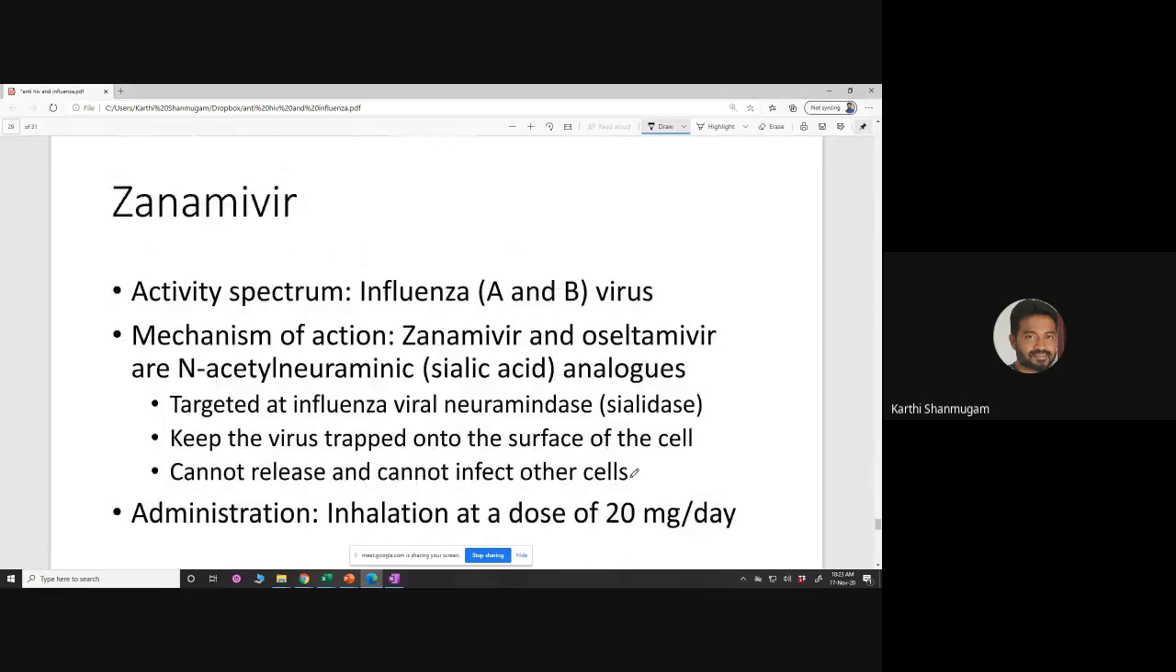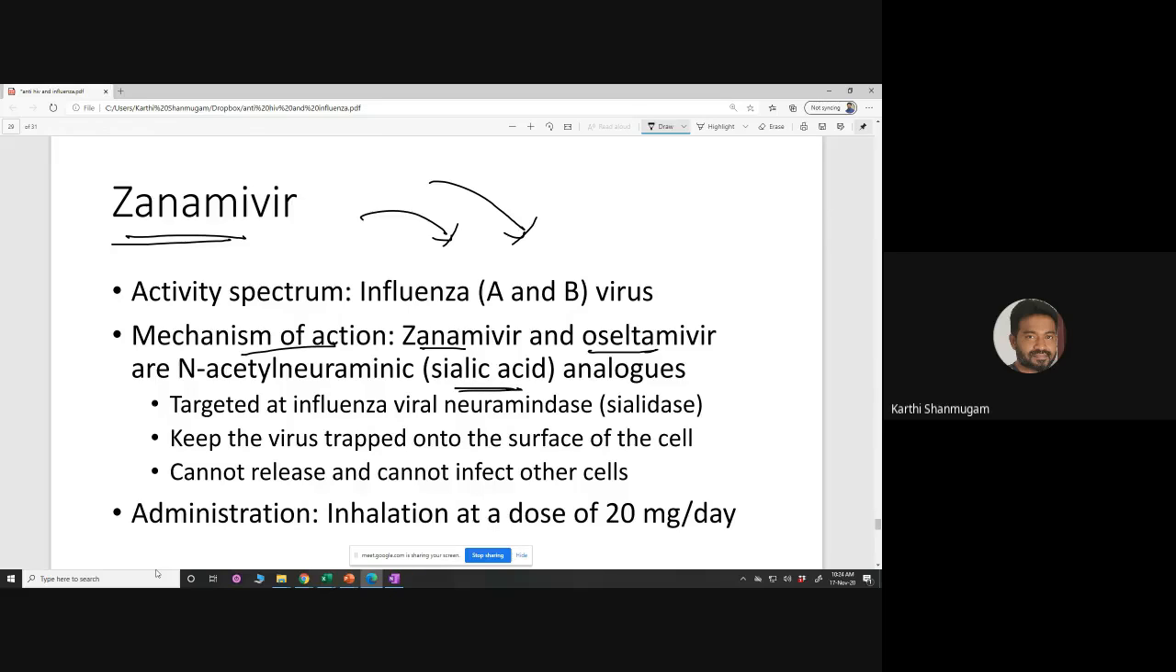Coming to another successful drug molecule for influenza virus, zanamivir. Interestingly, this is the first molecule that targets both influenza virus A and influenza virus B. For both types, we can use this, right? But the previous two molecules we can use only for influenza virus A. Coming to the mechanism of action of zanamivir and oseltamivir, oseltamivir is another drug molecule, right? Both are very successful drug molecules. They are analogs of sialic acid.